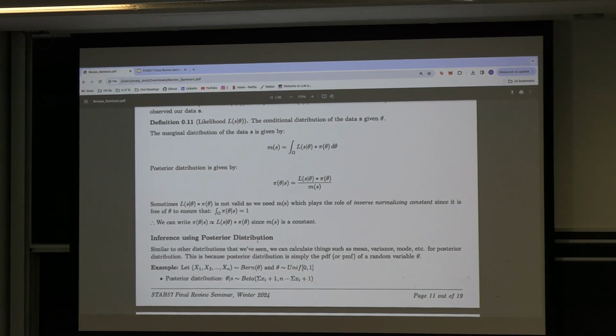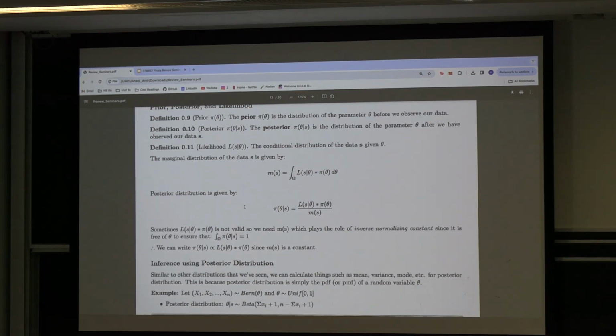But all you need to know is that since the marginal distribution m(s) is a constant, the main idea is that the posterior is proportional to the likelihood multiplied by the prior. That's the whole idea: you have your intuition, you have your data, you combine them, and then you get your posterior distribution. Before I move on, does anyone have any questions? What's S? Like I said, S is just the data, so it's x1 to xn.